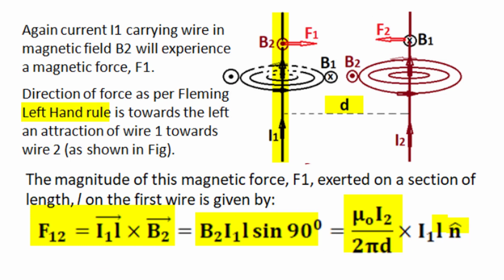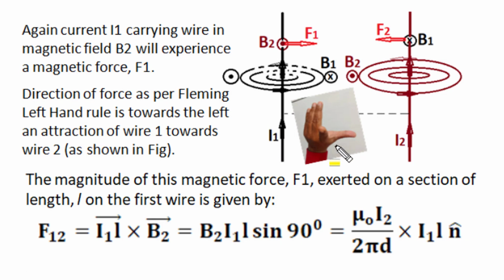And if we apply Fleming's left hand rule, when the thumb, forefinger and middle finger are stretched mutually perpendicular, and the forefinger indicates the direction of magnetic field of I2 current at this I1 conductor position, and the central finger indicates the direction of current in the I1 conductor, then the thumb indicates the force on the current carrying conductor in the magnetic field, and it clearly indicates that when parallel currents are in the same direction, the force is attractive towards each other.